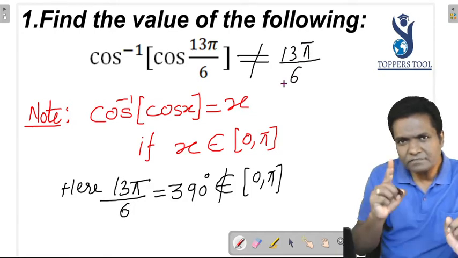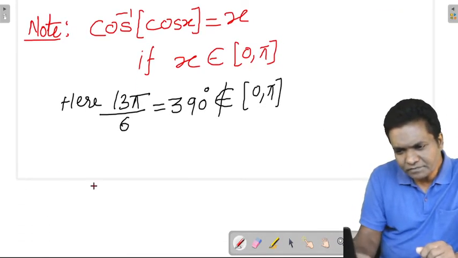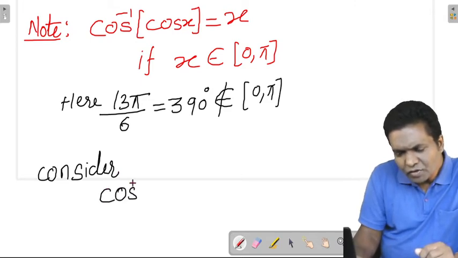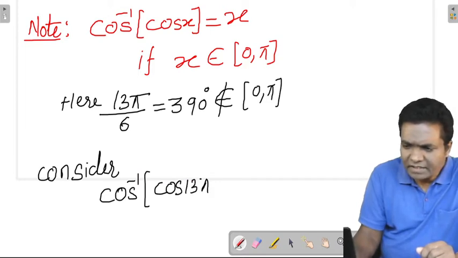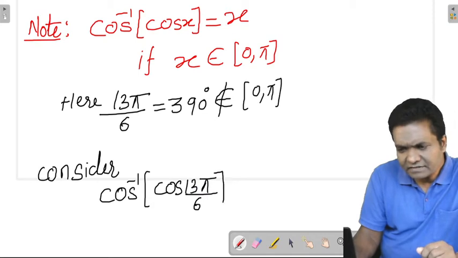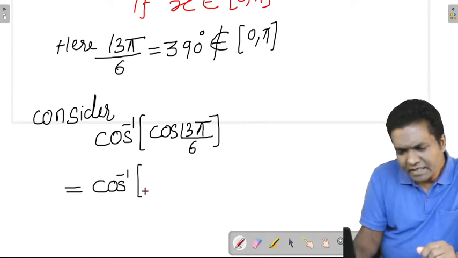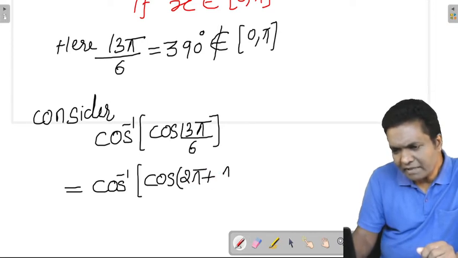Note this down. Now you need to convert it into allied angles. So consider cos inverse of cos of 13 pi by 6. Now you need to express this 13 pi by 6 in terms of allied angles. We write 13 pi by 6 as 2 pi plus pi by 6.